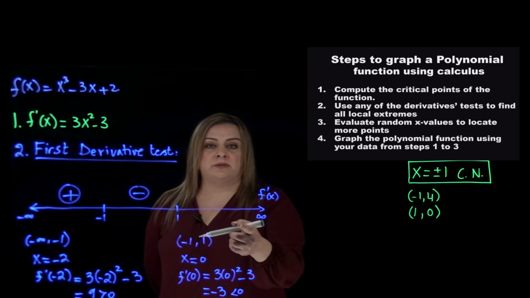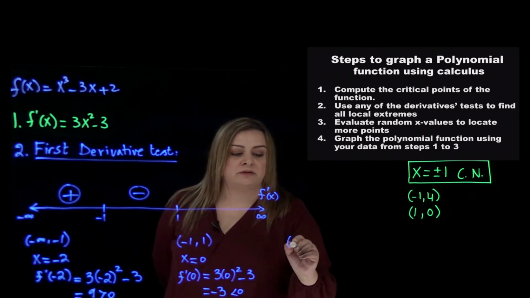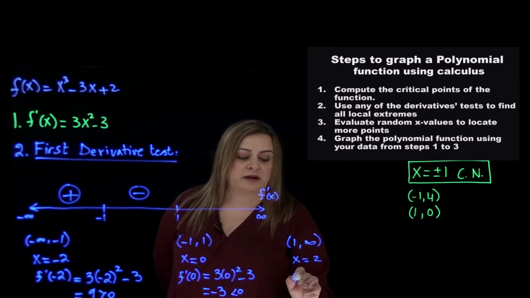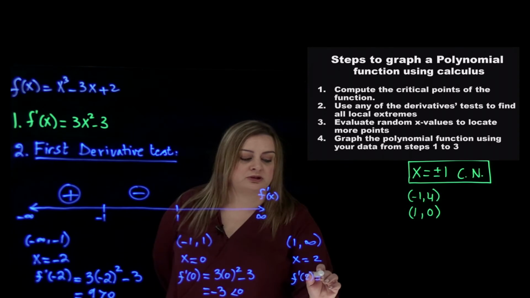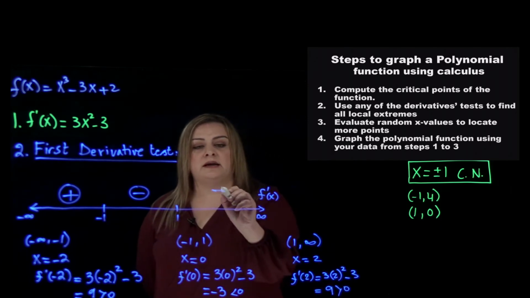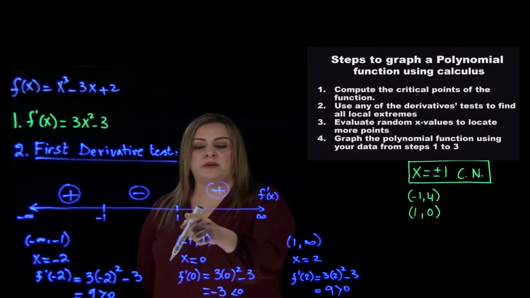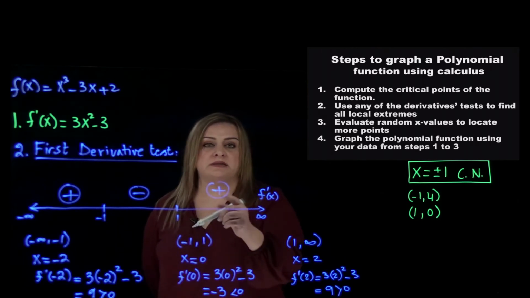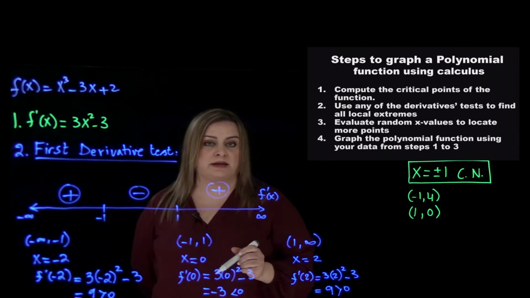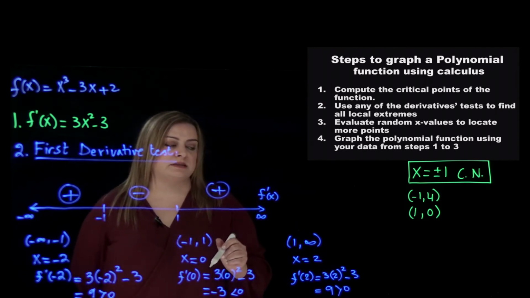Now I will consider the last interval, 1 to infinity. If I let x be 2 in this interval, then f prime of 2 is going to be 3 times 2 squared minus 3, and that should give me a 9, and 9 is positive. Again, I will mark this interval 1 to infinity with a positive sign, telling myself that the slope is positive here for any value I choose in this interval.